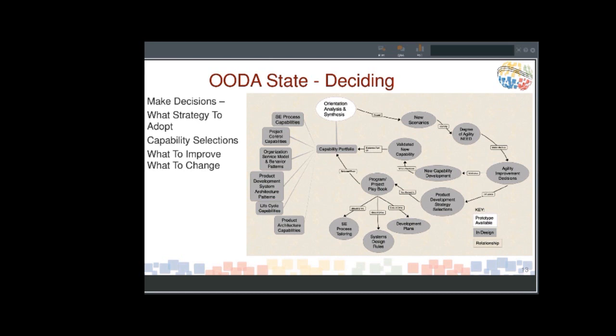The idea of a capability portfolio where we house the memory of the organization, and that memory includes its process capabilities, project control capabilities, what kind of behavior patterns are practiced at the organizational level, even the product development system architecture patterns that Rick has alluded to in his own fundamental work, and the life cycle capabilities that your organization is capable of.